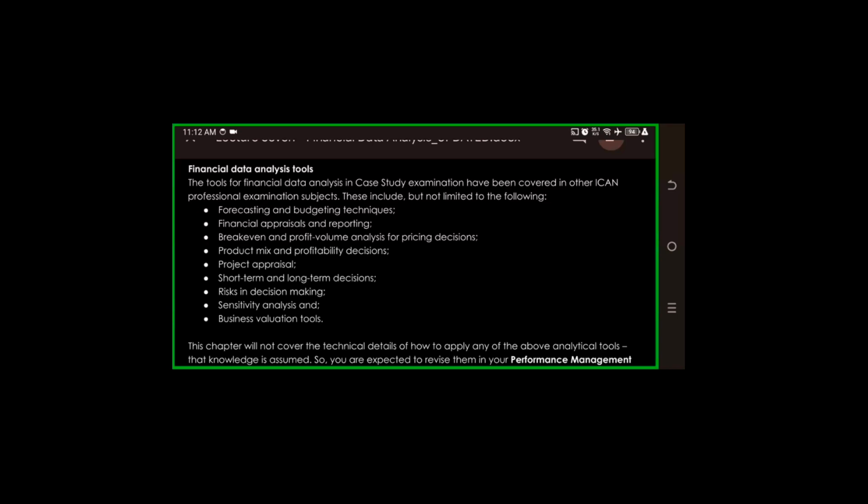Then project appraisal. Then you may need to help them with short-term and long-term decisions, risk and decision-making, sensitivity analysis, and business valuation analysis, right? These are examples of those techniques or tools that you need to learn in order to be able to do justice to financial data analysis. So what you will see is that most of these topics, a few have been taught in PM and a few in SFM, right?